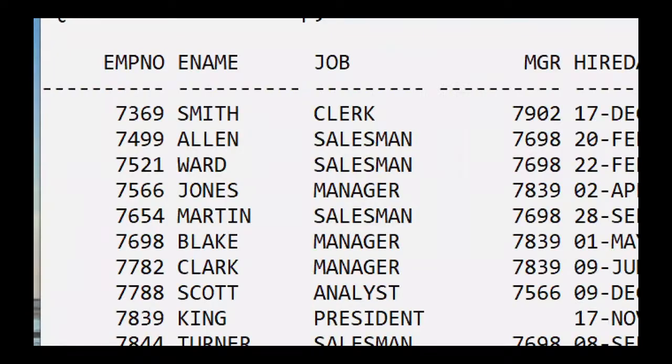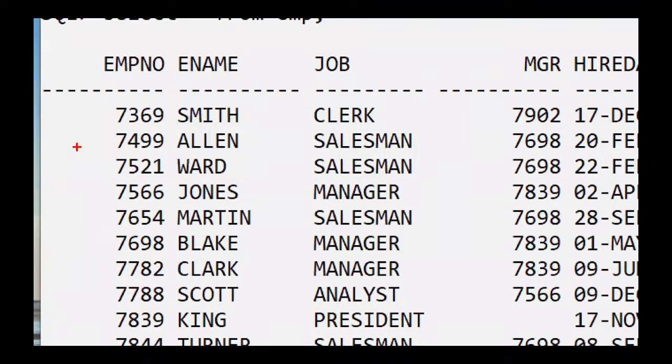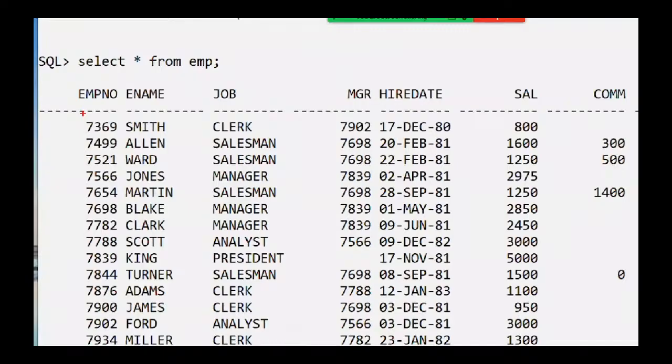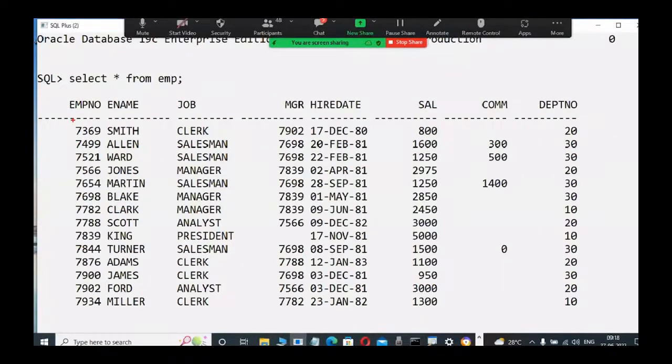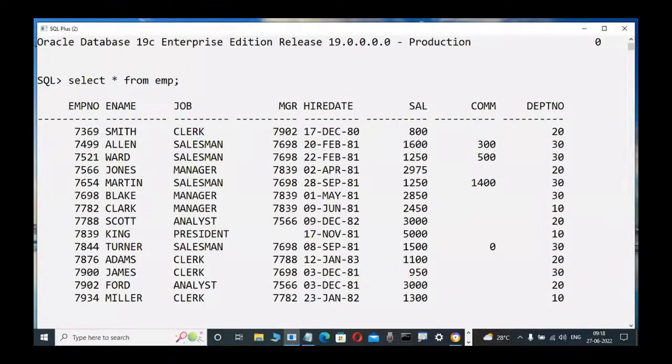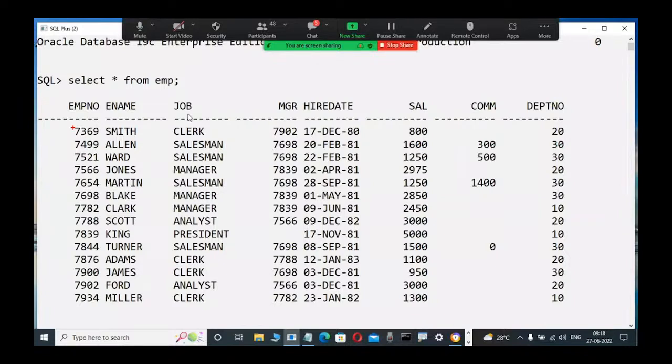Matrix format. Rows are there. These are called rows. These are called columns. Observe here, columns. The data is in a structured manner, rows and columns, the same as a matrix format. But here it is called a table.